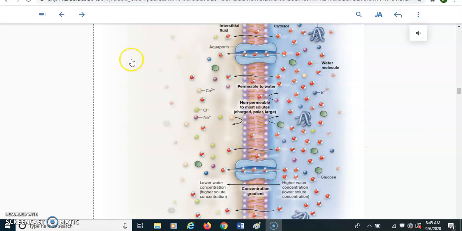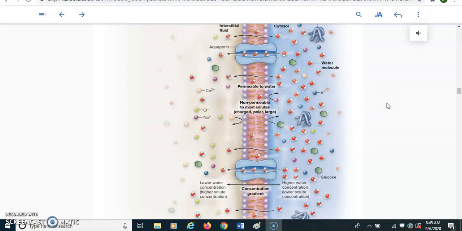And then this part is the interstitial fluid, which, remember, that's the outside of the cells. And then this is the cytosol or cytoplasm. So this is inside the cell on this side. So just to orient you to the picture. So like we said, osmosis is the movement of water across this plasma membrane.